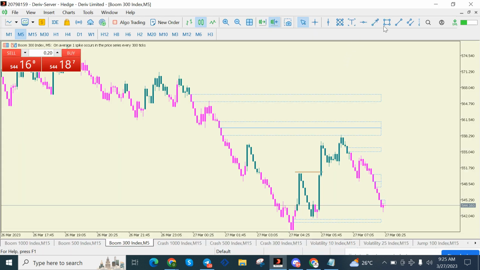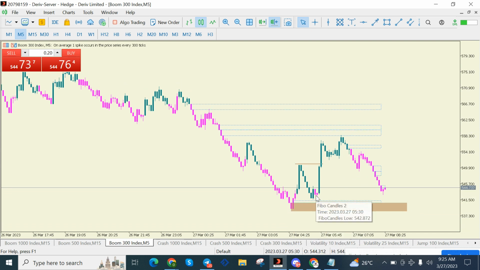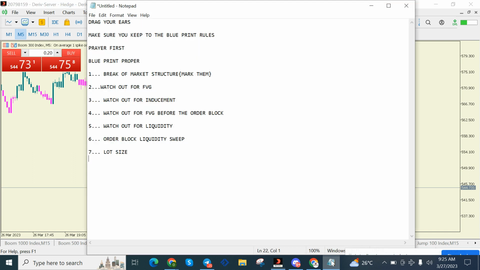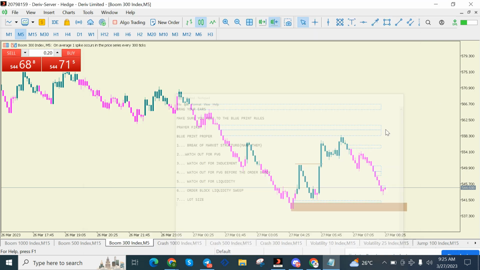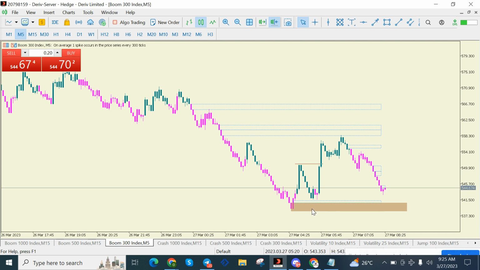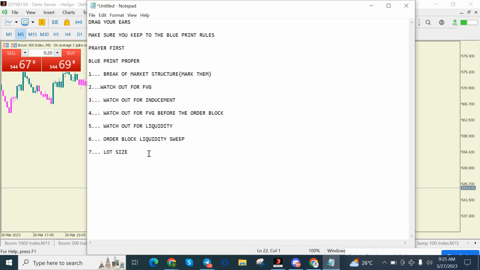So if we go back to Boom 300, where is the inducement? This guy here is the inducement, because it is the first swing before the break. Now that we have successfully identified the inducement, what next? We need to identify our order block. And so look at this. This is our order block. And there is an FVG before the order block, which meets the criteria. Watch out for FVG, watch out for inducement, watch out for FVG before the order block. And so back to the blueprint, FVG is coming before the order block. And what else?